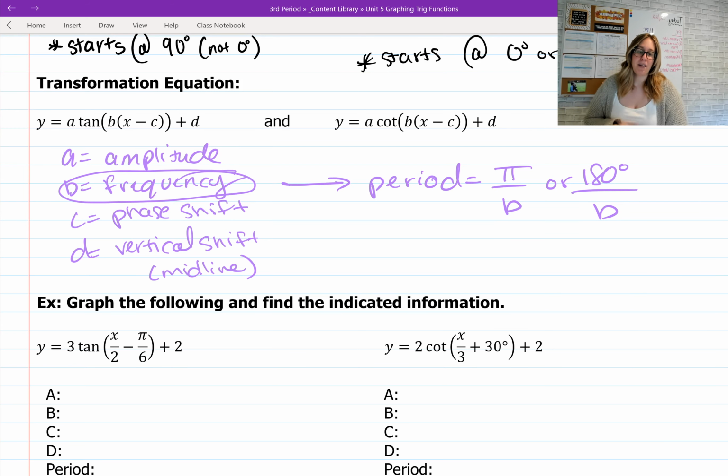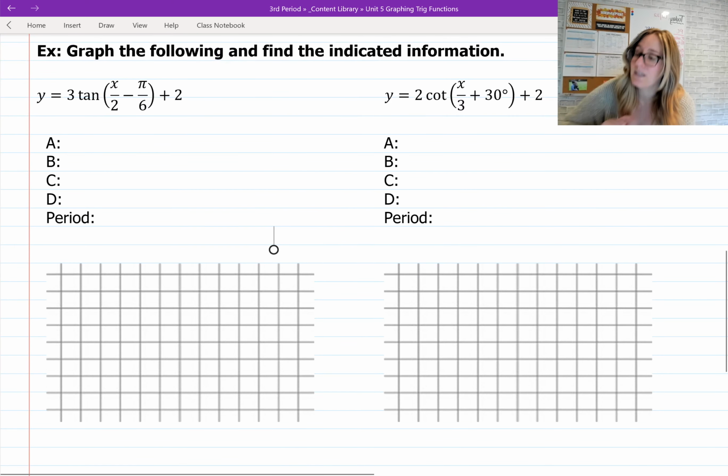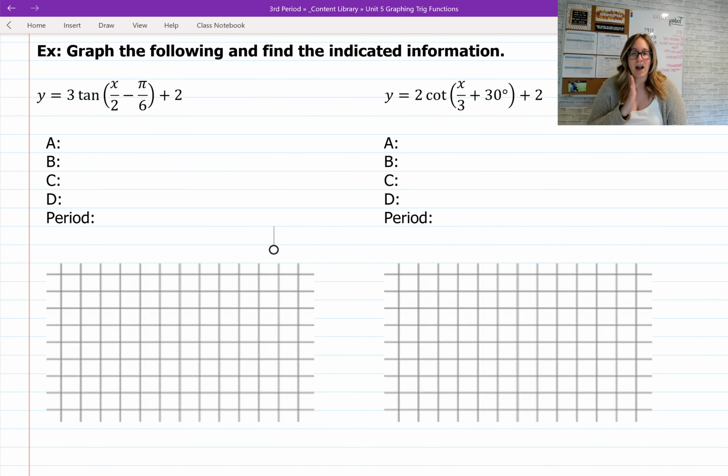Okay, let's jump into our 2 practice problems. We have the hard one first. I think tangent is harder because of that starting point, since we have that first asymptote at 90 degrees, or in radians at pi over 2, so we have to take that into consideration. I'll show you what I mean. First off, I'm going to add something I should have typed up already: we also want to find where those asymptotes are.